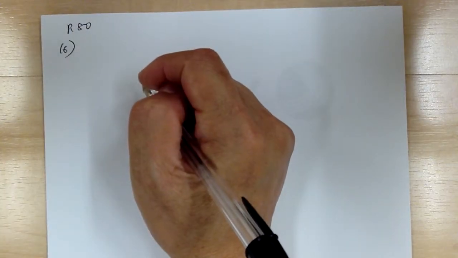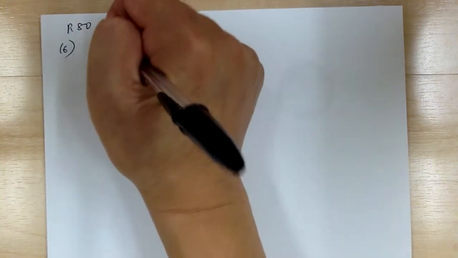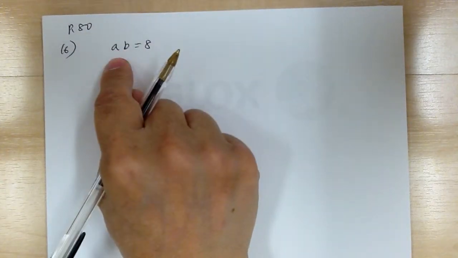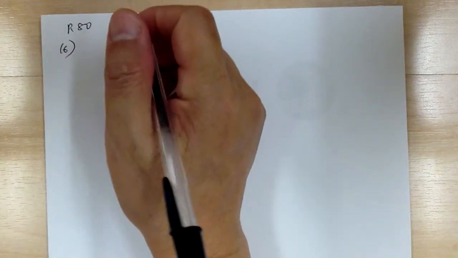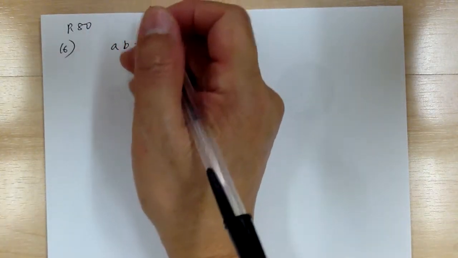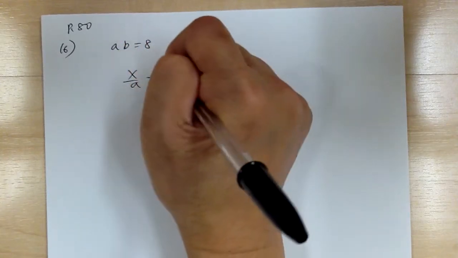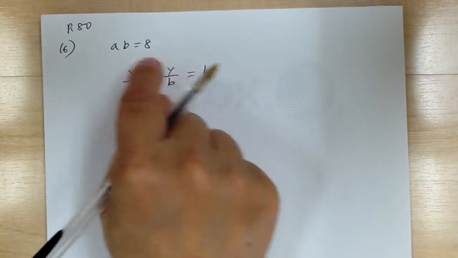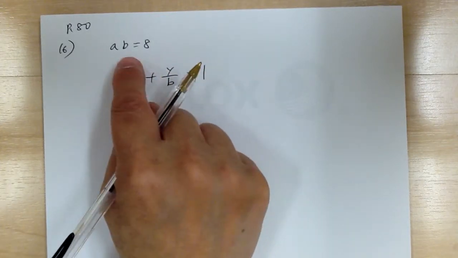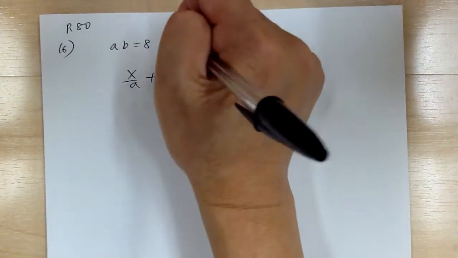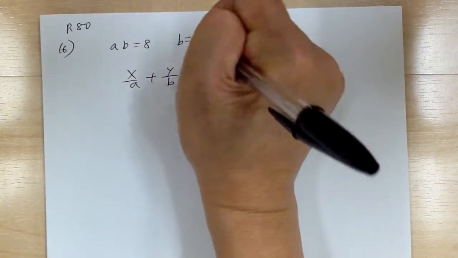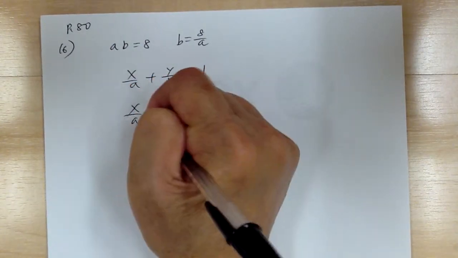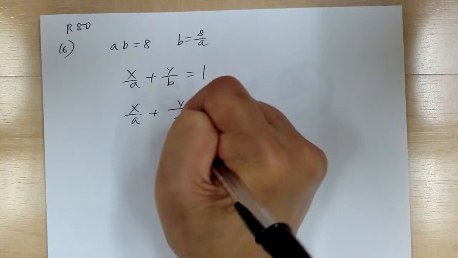Number 16, the product of the intercepts is equal to 8. So product of the intercepts means a times b equal to 8. So you can talk about intercepts, so let's start with the intercept form: x over a plus y over b equal to 1. Now you have to substitute, so moving this around, you can make b equal to 8 over a, and then substitute into here. So you got x over a plus y over 8 over a equal to 1.